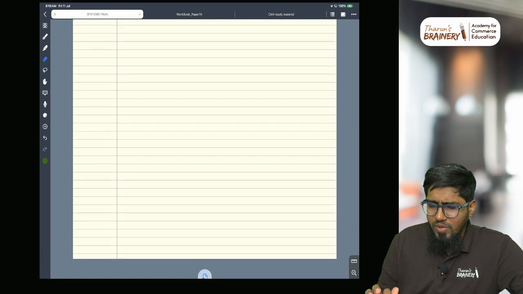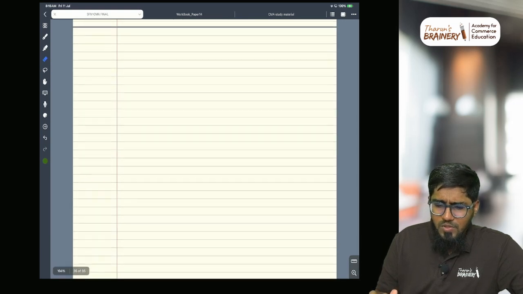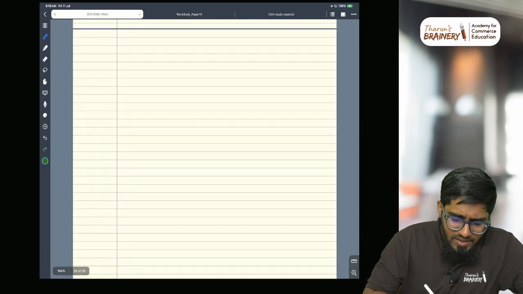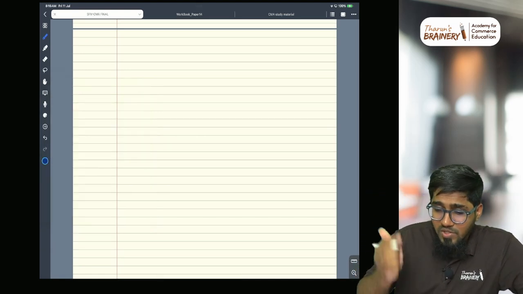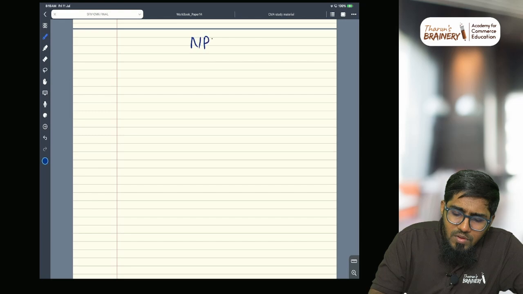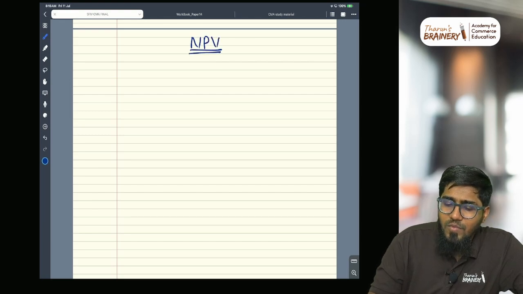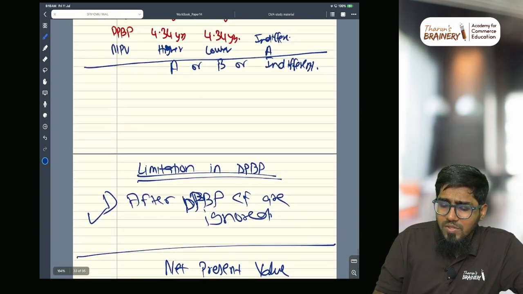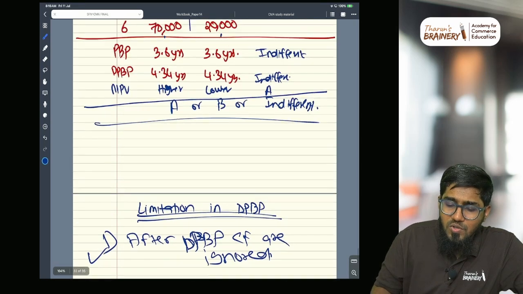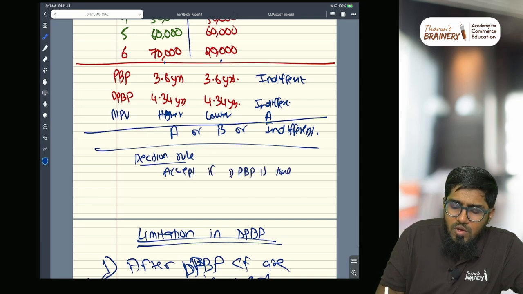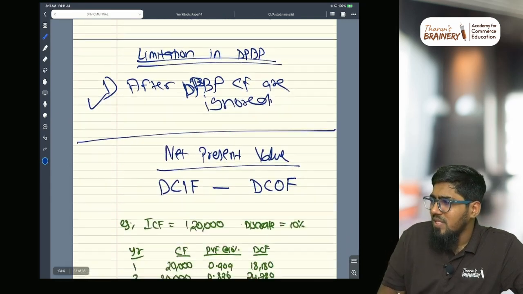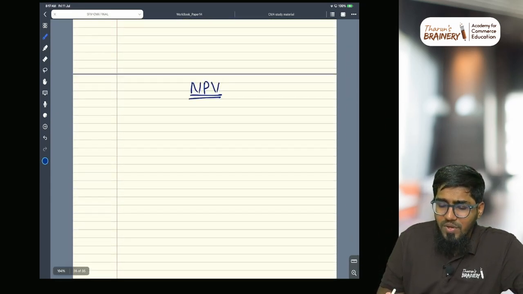Now we are getting NPV. Now everyone, thinking time started. Sir, you are telling for NPV, but for discounted payback period also you know the decision rule, right? Accept if discounted payback period is lower, reject if discounted payback period is higher. Now for NPV, what is the decision rule?